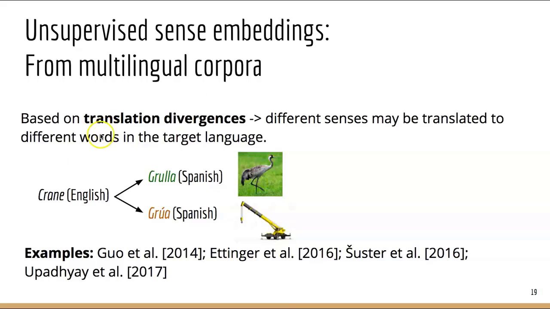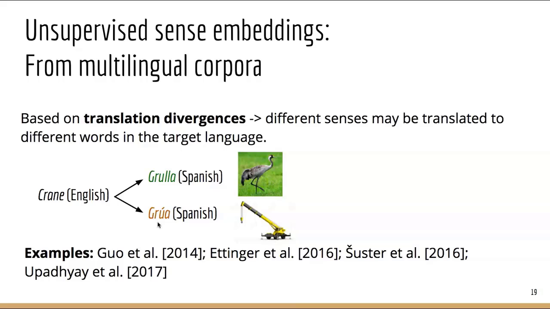So here we have the example of the English word crane, which is very ambiguous and has two unrelated senses. One is the bird and the other is the machine. So for example, if you translate English to Spanish, you have these two different words, grulla or grúa, depending on the context. And this already gives you a hint that maybe grulla and grúa represent two different senses of the English word crane.